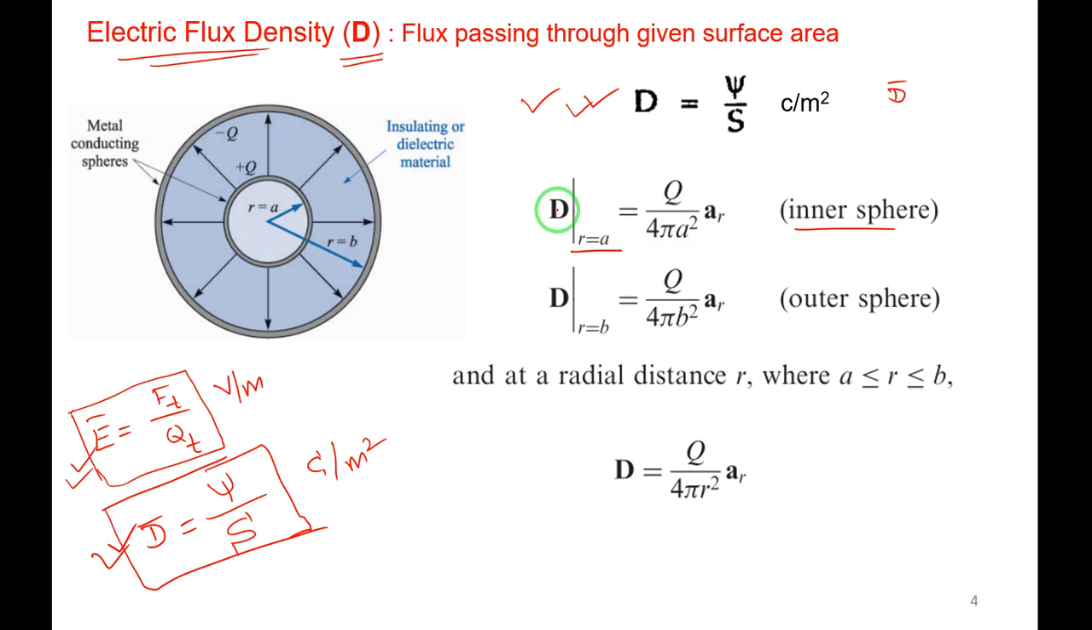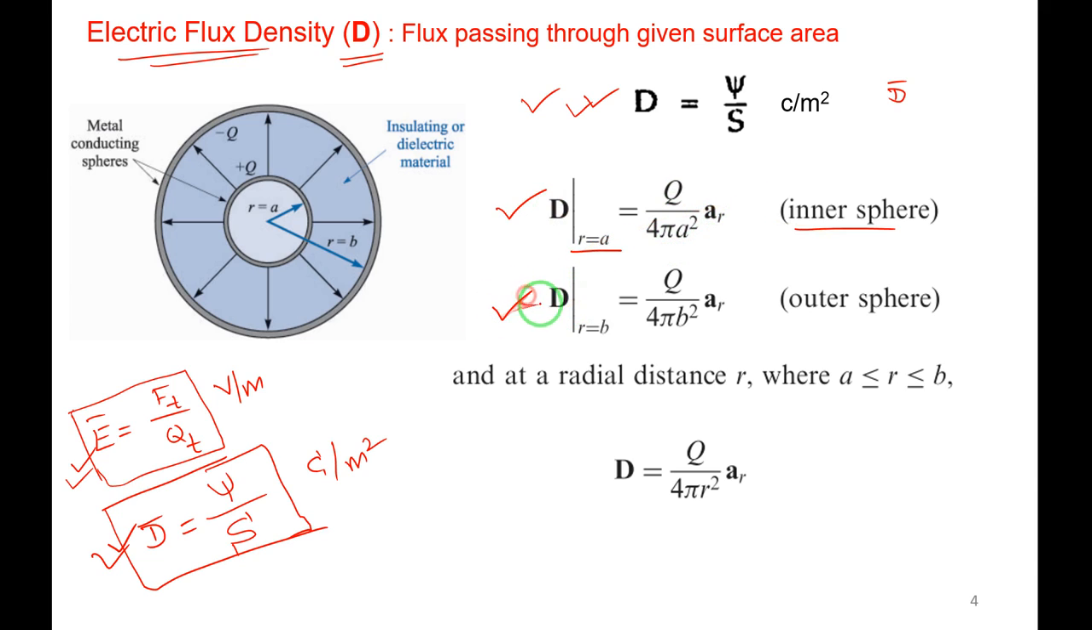So the electric flux density on the inner sphere is given by the flux passing through unit surface area. So we will make use of this definition, psi by s. What is psi? Psi is equal to Q. The total amount of charge present on this surface area is Q. Q by 4 pi r square, since the surface area of a sphere is 4 pi r square. What is the radius of the inner sphere? It is A. So 4 pi a square. Then what is the direction of the field line? It is in the radial direction, right? In the radial direction everywhere, so a_r. So the electric flux density on the inner sphere is given by Q by 4 pi a square into a_r.